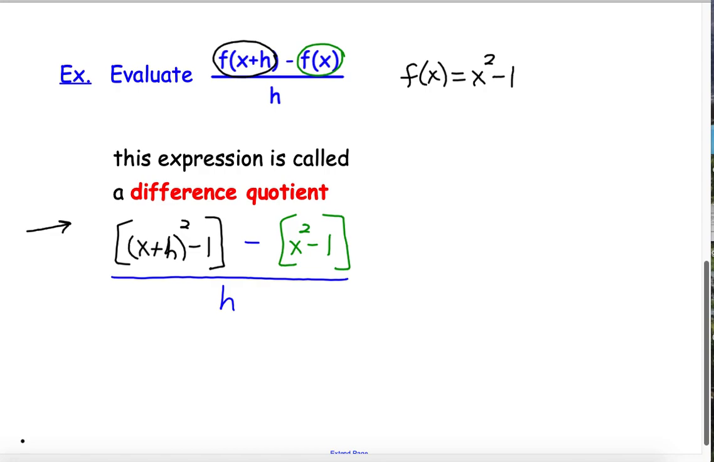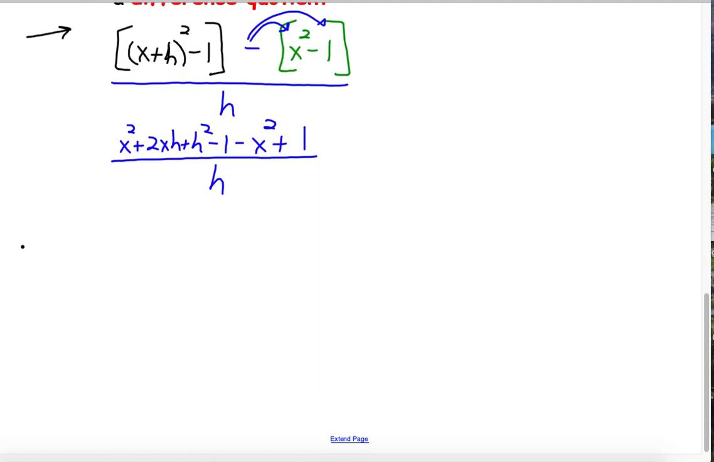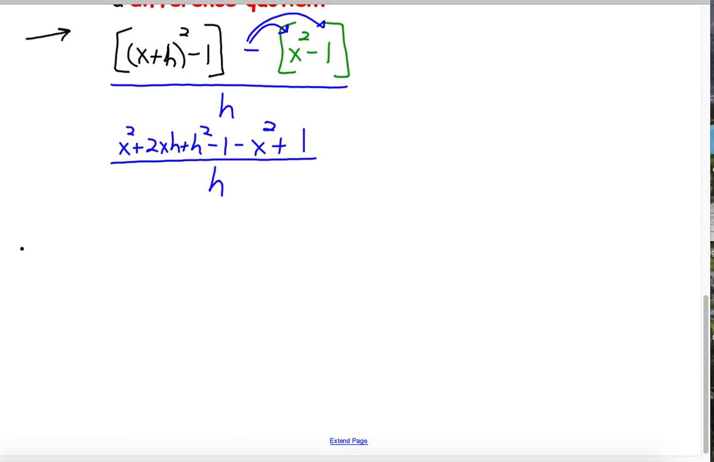So let's write down what we have here. We're going to have x squared plus 2xh plus h squared minus 1. And now careful here, we have to distribute this negative inside the green. So we're going to get minus x squared and then plus 1. And all of that is over h. So we notice that this minus x squared cancels with that positive x squared, and the 1's also cancel, that's 0. So I'm left with 2 times x times h plus h squared over h.